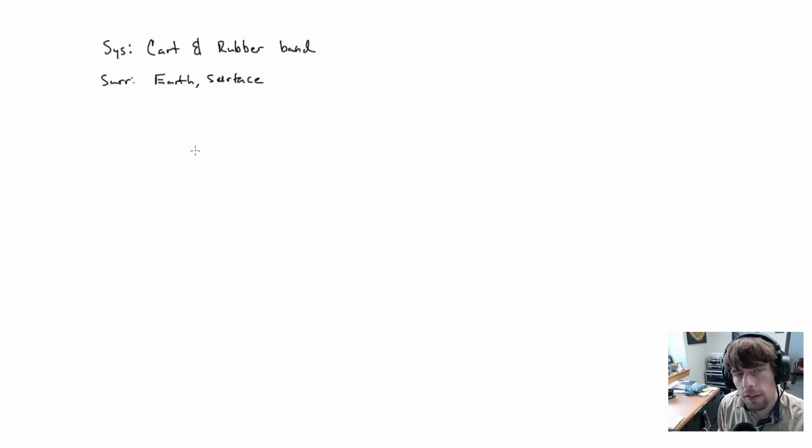What happens if instead of just the cart, I decide to put the cart and the rubber band into my system? I still have the surroundings. You could say something like the earth and the surface. Sorry, that's a bad U. You could say the earth and the surface.